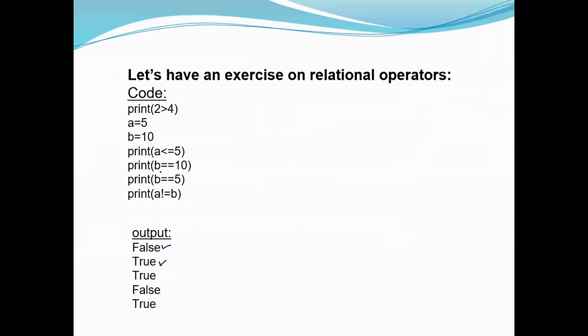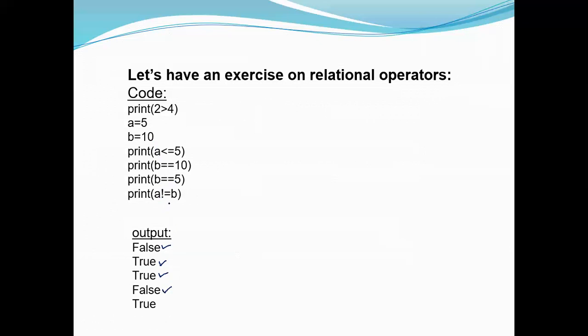Next comes print B equal 10. If it is equal, what does it mean? Both LHS and RHS are having the same value. Yes, B is also 10 and the RHS value is also 10. I'll get true as output. Next comes B equal 5. B is actually 10 and the RHS value is 5, and 10 is actually not equal to 5. So I'll get the output as false.